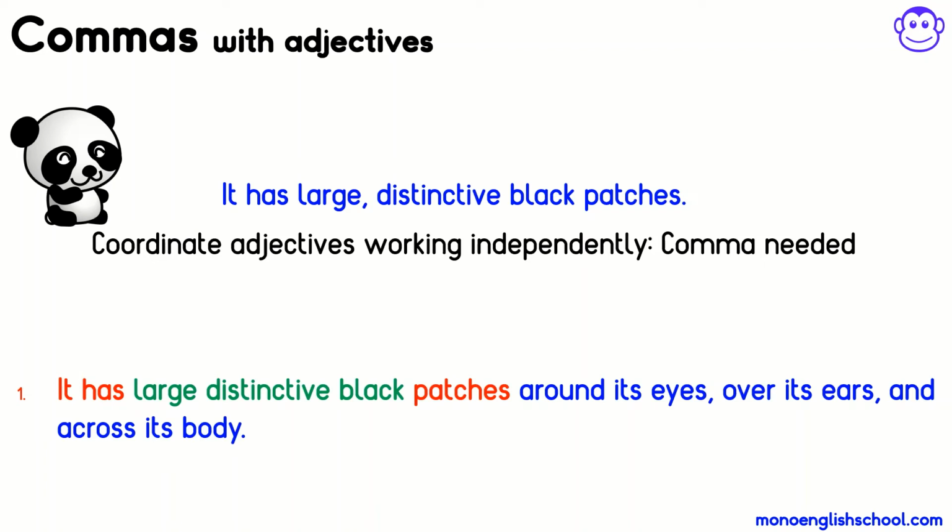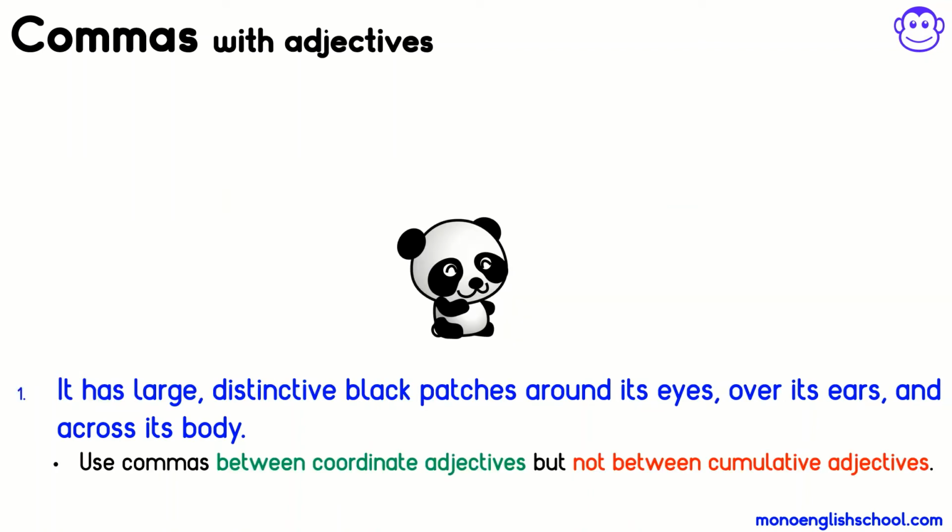Again, the trick of using an and comes in useful here. We could use and between the adjectives large and distinctive, as in, it has large and distinctive black patches, without altering the message. When we can do this, we should use the comma. So the clause in blue, it has large, comma, distinctive black patches, is a correctly punctuated clause. So, our commas with adjectives convention. Use commas between coordinate adjectives, but not between cumulative adjectives.